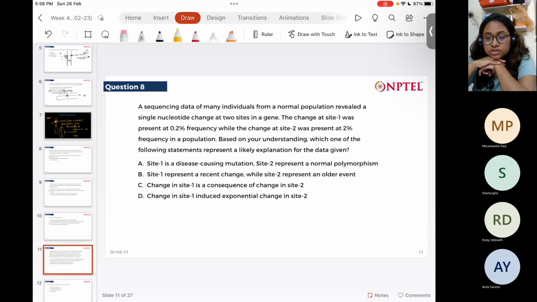So the data is that change at site 1 has 0.2% frequency, meaning within a population of 100 people, hardly one person has that particular change. Whereas within 100 people, 2 people have that particular change at site 2. So the frequency of occurrence for the change at site 2 is more than at site 1. What do you think would be the explanation for this phenomenon?